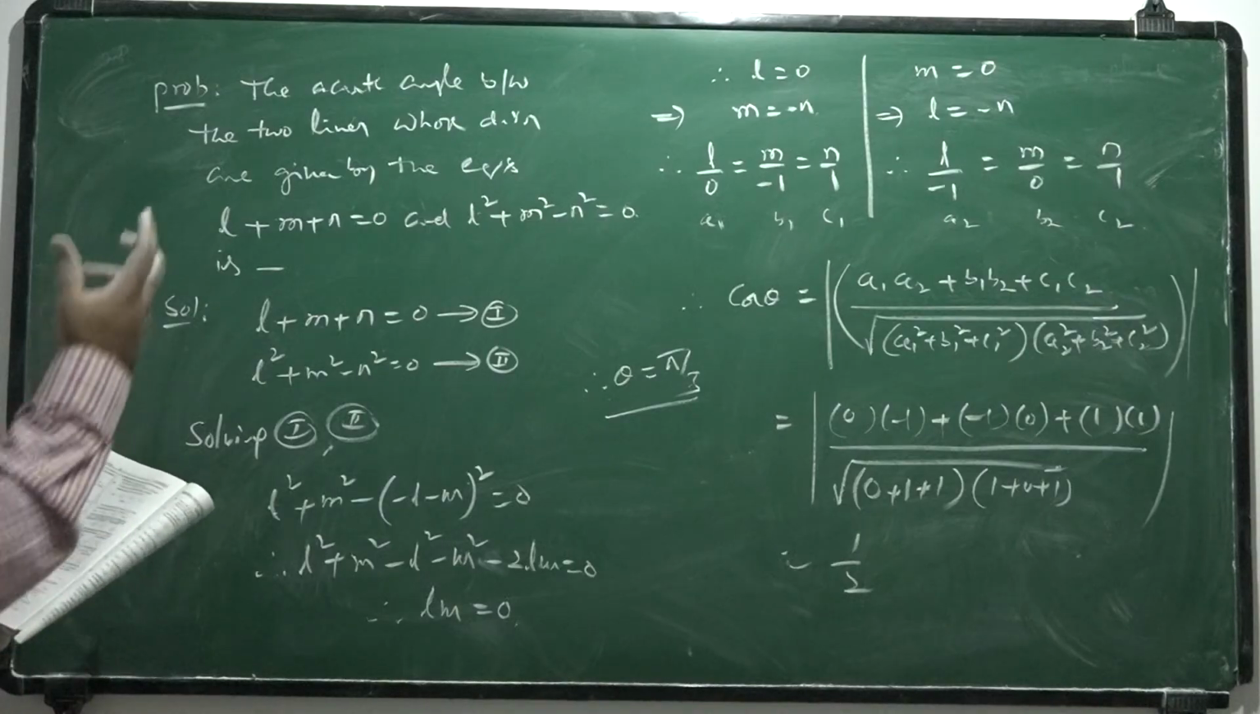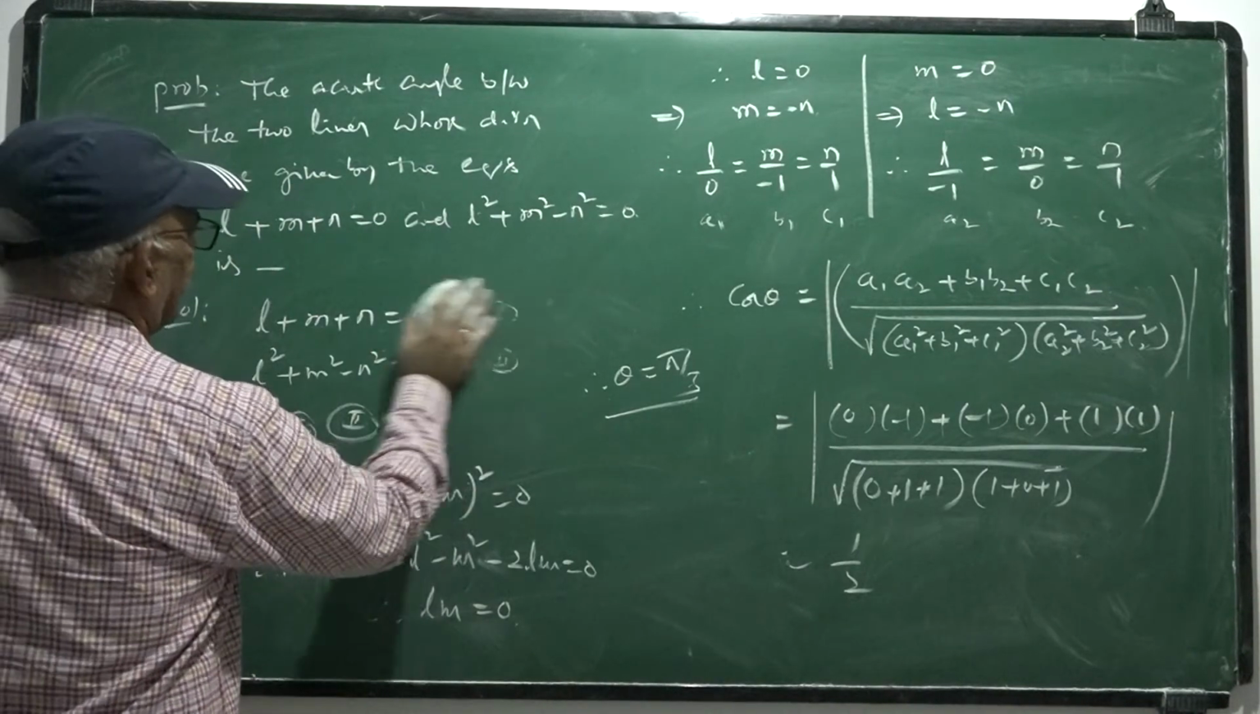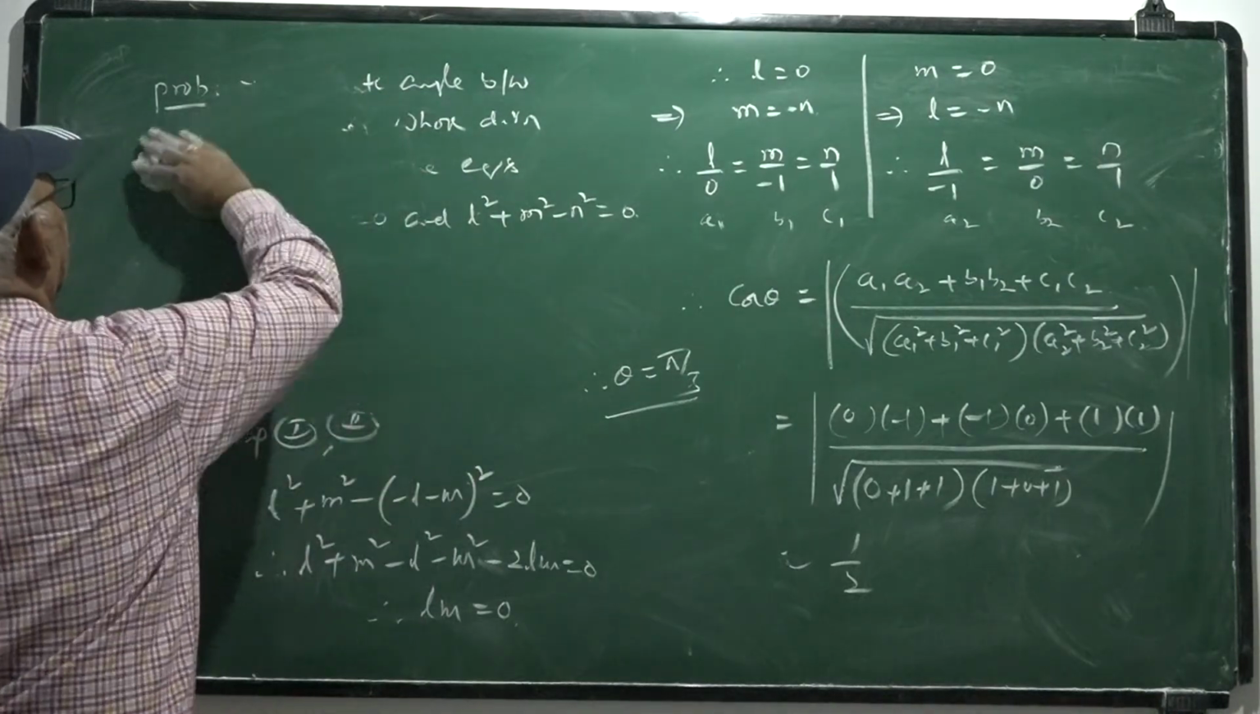Like that, you can develop two sets of proportional values of l, m, n and find the angle between the lines and properties of the lines.